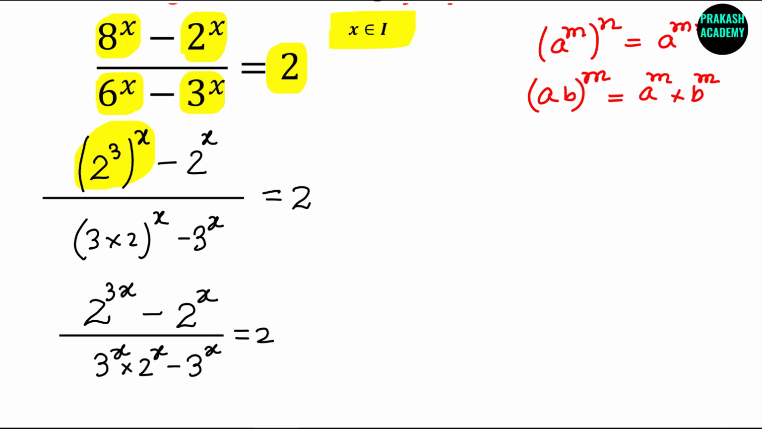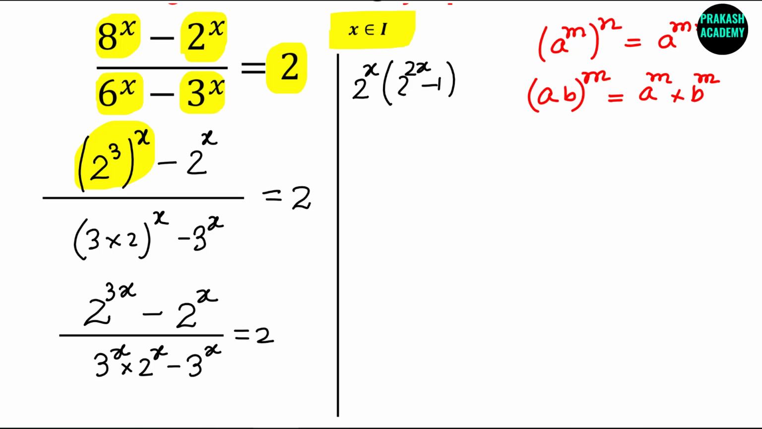Now we can take common terms in this case. If I take 2^x common in the numerator, I will have 2^(2x) minus 1. And then in the denominator, if I take 3^x common, I will have 2^x minus 1, and this is equal to 2.